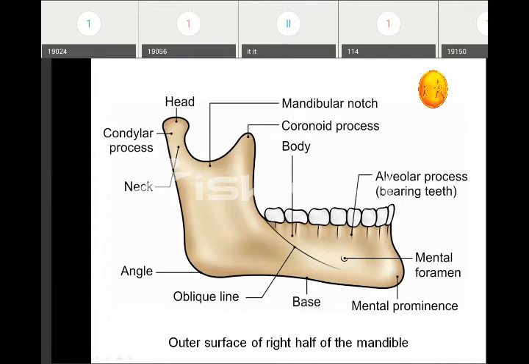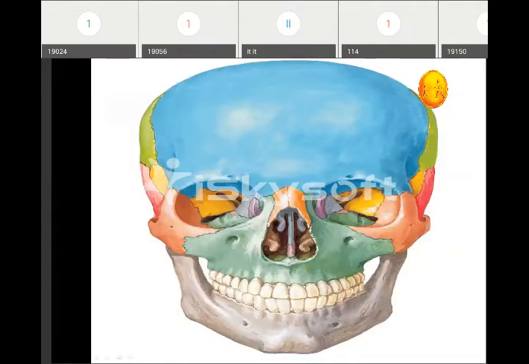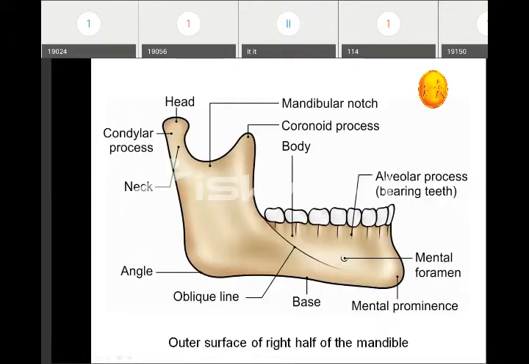Just below the incisor tooth, there is a depression. You can see in the first picture that it is known as the incisive fossa. Hope you know the numbering or counting of the teeth. So below the first incisor tooth there is a depression known as the incisive fossa. Okay? So that is about the outer surface of the body of the mandible.